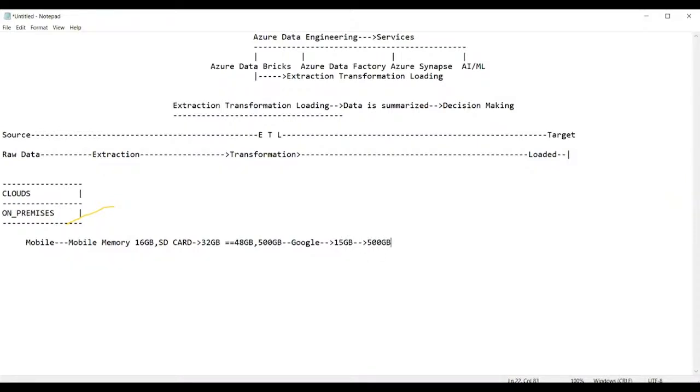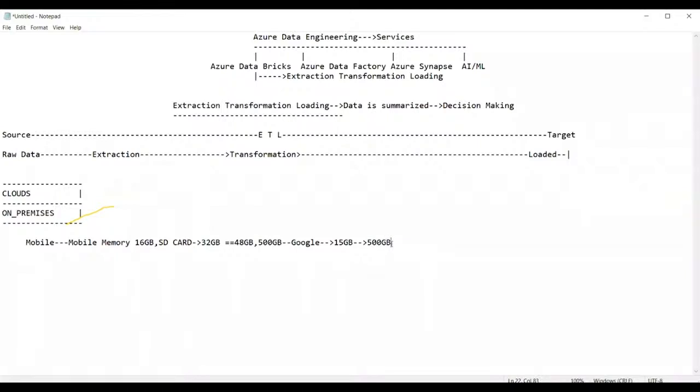Will Google provide you 500 GB of memory free of cost, or will they charge something for it? They will charge. That means after 15 GB, even if you store 0.1 MB, it is going to charge you. So you can buy space on Google Drive by paying some cost.